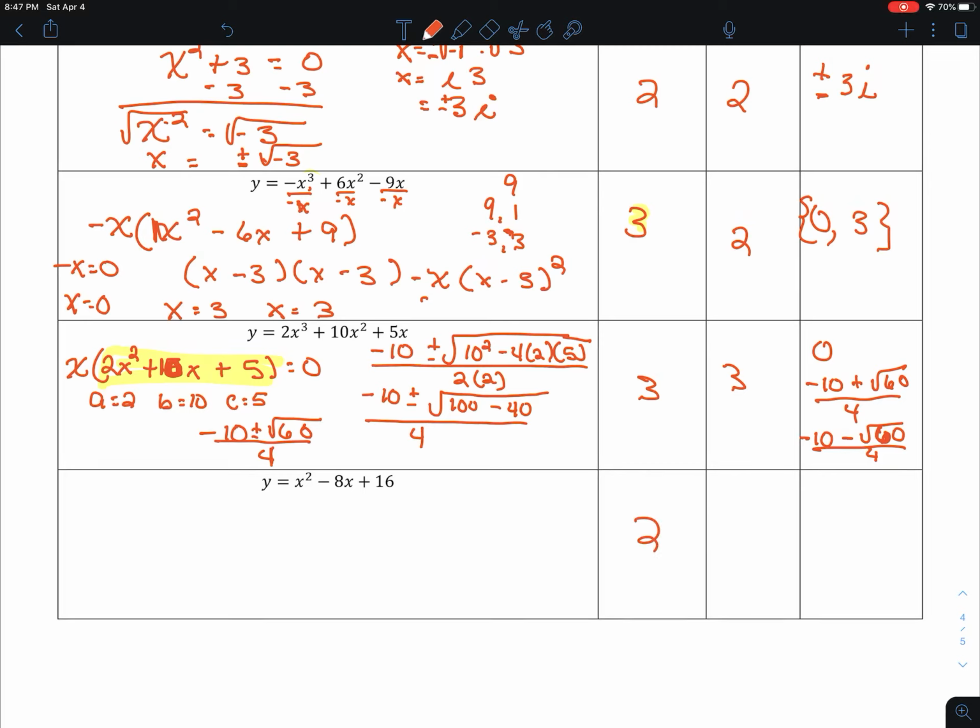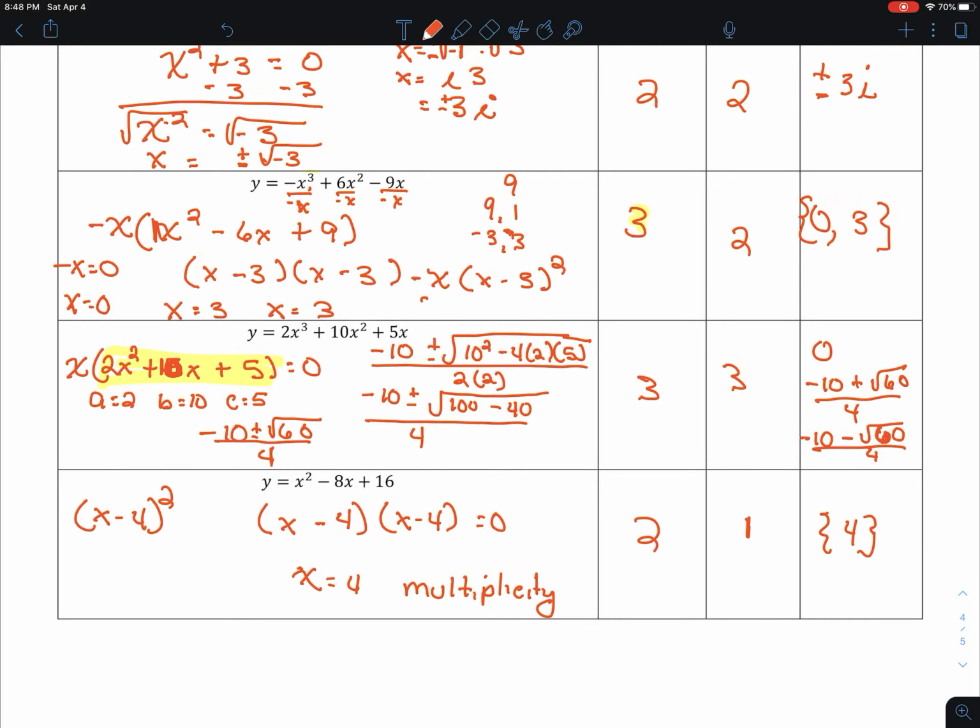And then finally, for this one, it's quadratic. And can we factor that? I think we can. What can we multiply to get 16 and add to get negative 8? That would be x minus 4 times x minus 4. So once again, we have x equals 4, but it has a multiplicity of 2, because we can write that as x minus 4 squared. That's a multiplicity of 2, which we're going to talk about later. So then we have one solution, and that solution is simply 4.